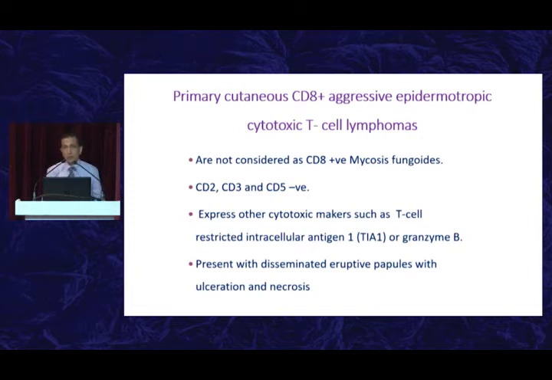Now, don't confuse the CD8 positive lymphocytes in the rare forms of Mycosis fungoides with another disease called primary cutaneous CD8 positive aggressive epidermotropic cytotoxic T-cell lymphoma. These are very aggressive conditions which come with multiple papules and ulceration and necrosis. They may drop some of the T-cell antigens. This is not a variant of Mycosis fungoides. It's a completely different disease. Luckily, we don't see it much.